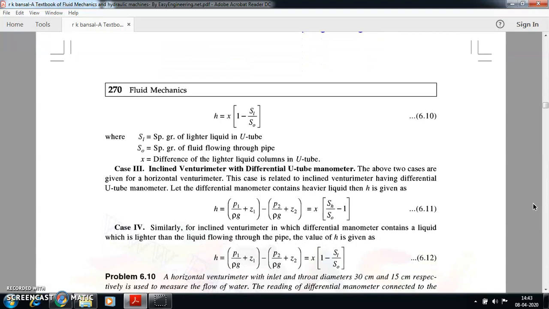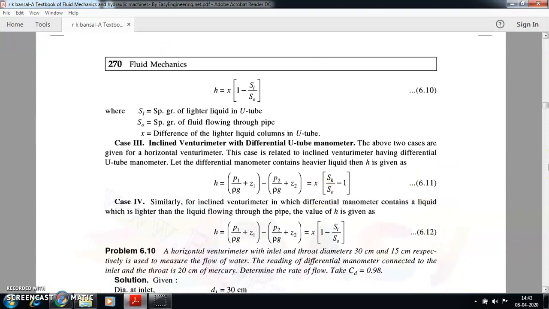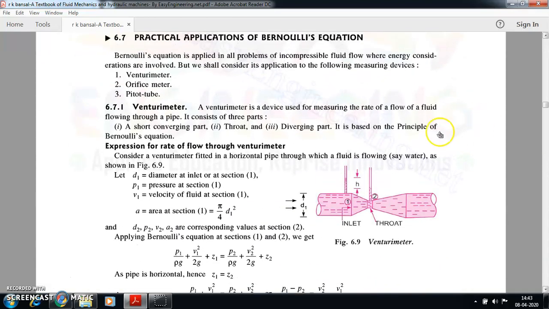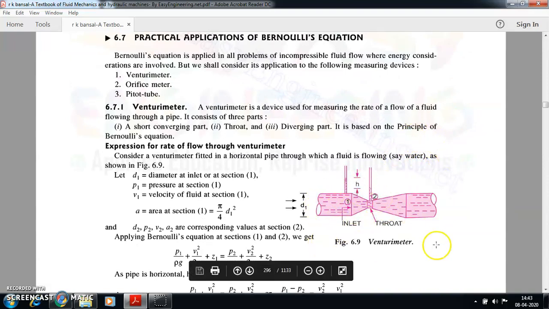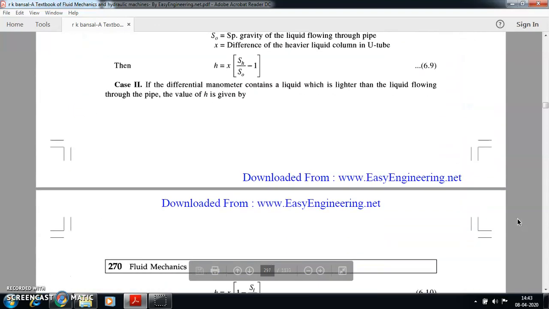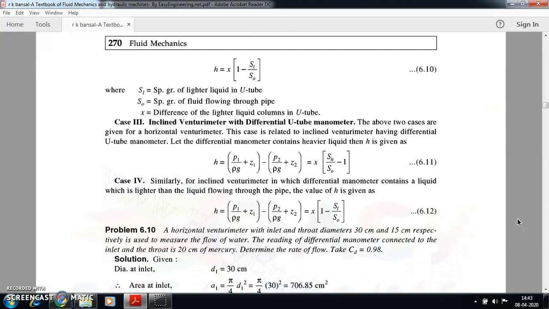Similarly, when it comes to the inclined venturimeter, if the venturimeter is not horizontal in nature, for example, in this particular case, the case in which we have done all the derivation, it is horizontal. Now we incline it, make it at a particular angle, either up or down. If it is inclined in nature, then case 3 and case 4 will deal with inclination. The venturimeter is inclined in nature. So if the venturimeter is inclined in nature, then what to do?